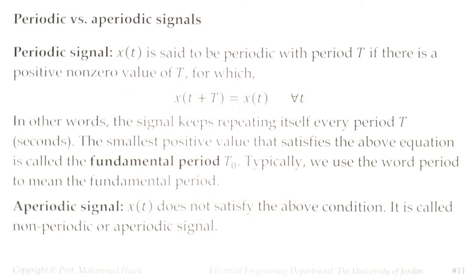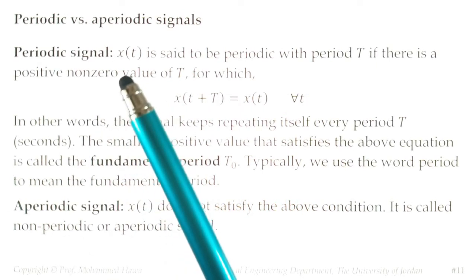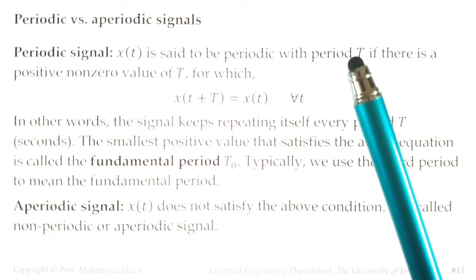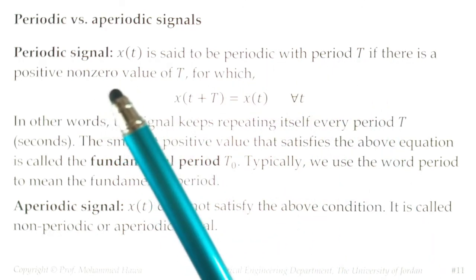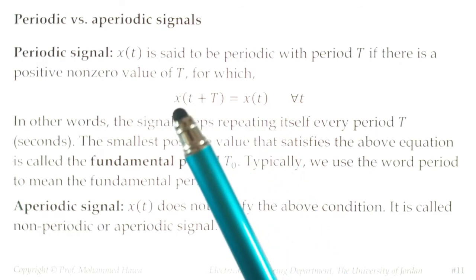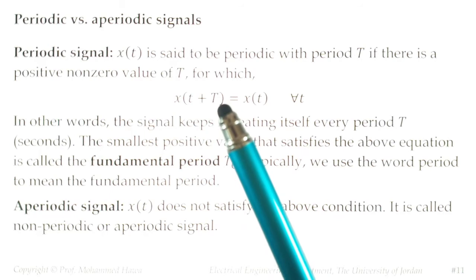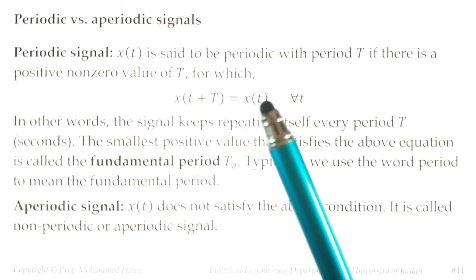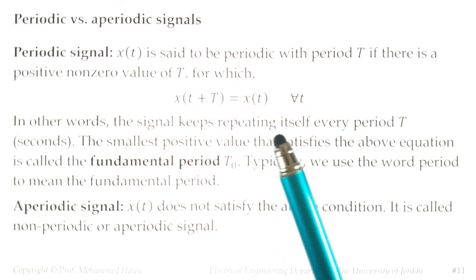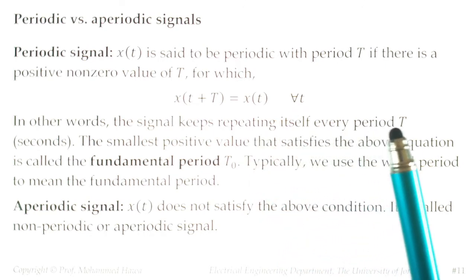All right, periodic versus aperiodic signals. For the signal x of t to be called periodic with period capital T, we must have a positive non-zero value of t for which we satisfy this function. X of t plus the period t must be equal to x of t for all times, which means that the signal keeps repeating itself every period t.